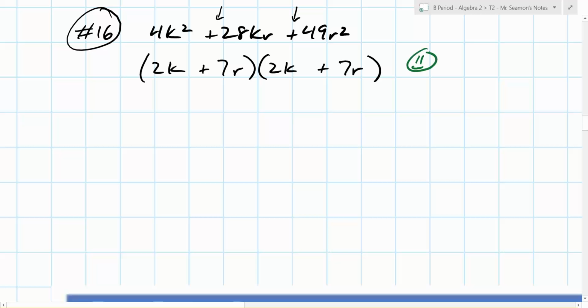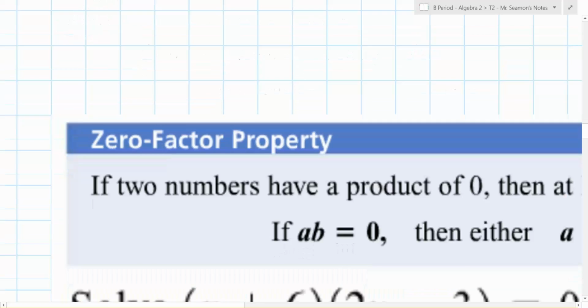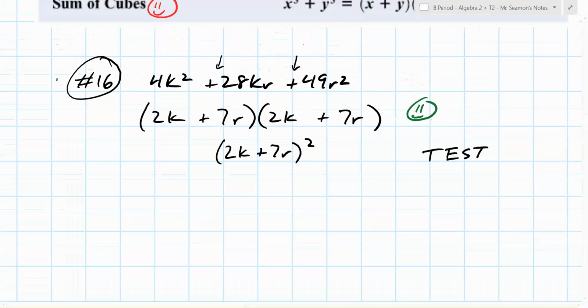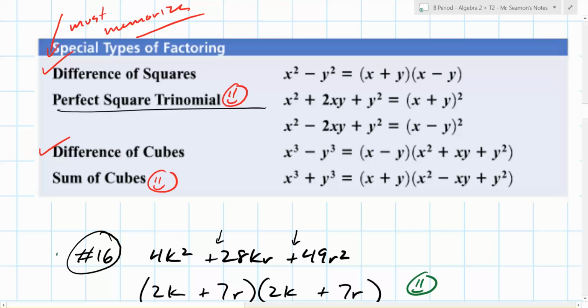So how about I pick one for you guys to do? Yeah, you're done, but you have to test it. Now, is it the same thing twice? Yeah. So you could write it as 2k plus 7r squared. But make sure that you test it. No, this one is a perfect square trinomial right there. See? Perfect square trinomial. It's this one. We just use that right there.